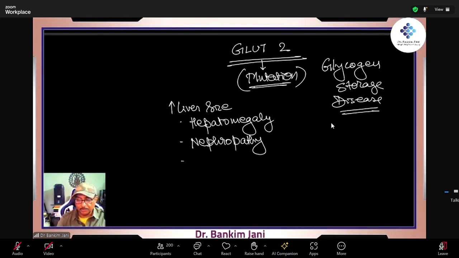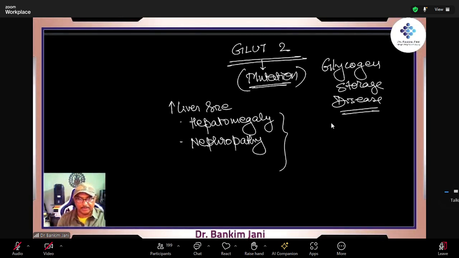They won't be able to store it because this GLUT2 is not functioning. So whenever the glucose is needed, it will be released outside, because here is the liver cell. These transporters are for in and out. Now when the liver has enough glucose but it is not released, this is like a glycogen storage disease. It will keep on storing it, and that leads to so many complications.